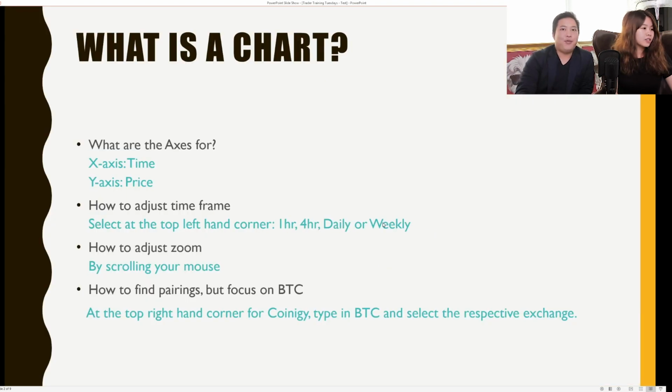Okay, so here's a brief recap. What is a chart? How to adjust time frame. How to adjust zoom. How to find patterns. I'm sure you can remember all of this.